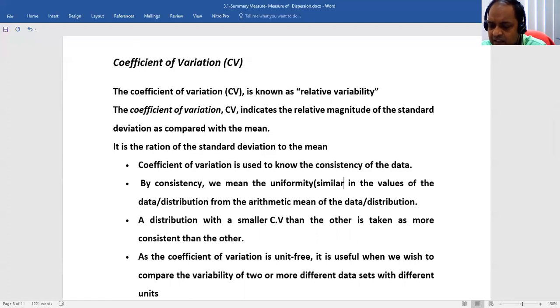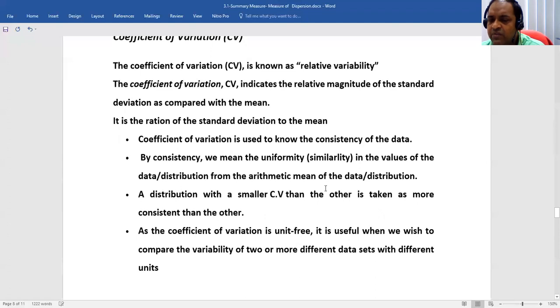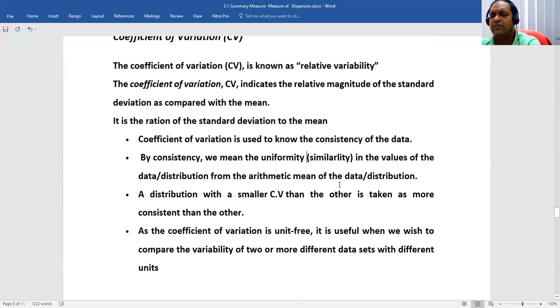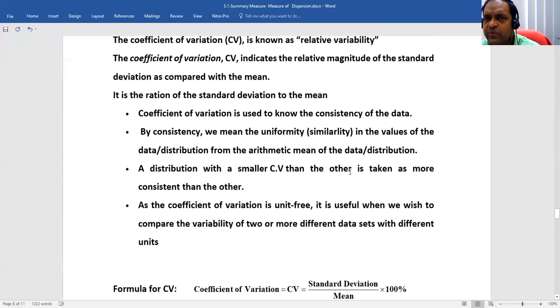Similar means less variation, less difference. Okay, how data are similar. This is the meaning of consistency, how they are similar from the arithmetic mean. So when there is a smaller coefficient of variation, it is really more consistent. So more similar, more uniform. An interesting thing, the coefficient of variation is unit free, no unit. You have to express it in percentage, but there is no unit. All the coefficients of variation for any group of data will be in percentage.